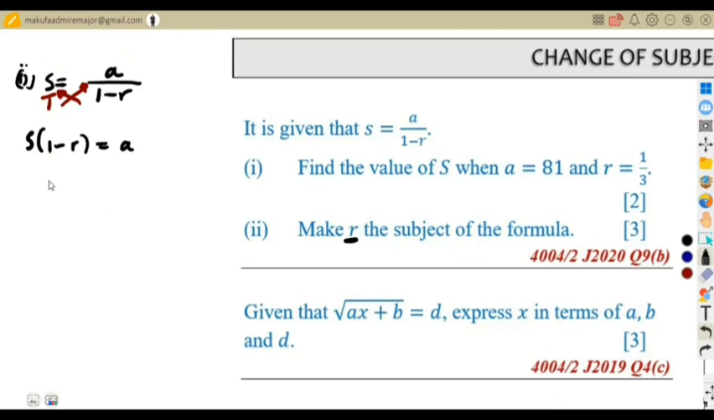But as we can see, the r that you're supposed to make the subject is inside the bracket. So you're supposed to expand the brackets by S. That's S times 1, which is S, minus S times r, which is Sr, equal to A. As we can see, we have the part that has got r, this part here. So what are you going to do in this case?